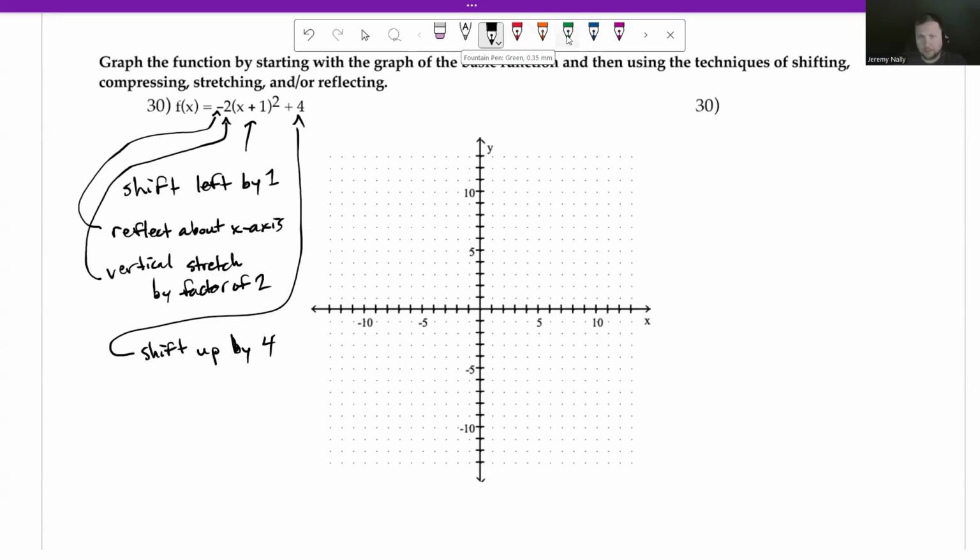Okay, let's start going through these. So my parent is just the square function. Y equals x squared.